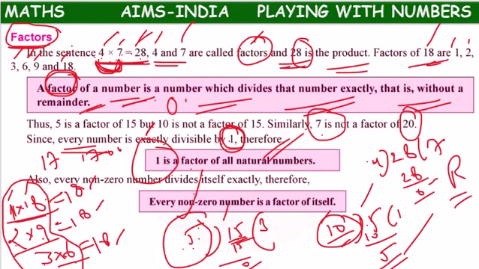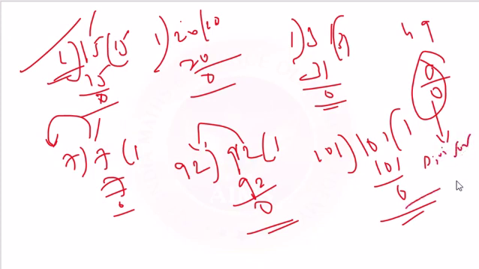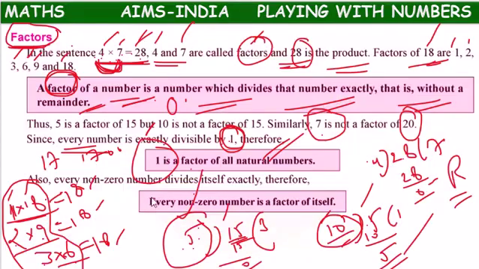But which number? 0 we should not consider, because 0 by 0 does not exist. 0 should not be in the place of a divisor. So that's why 0 is an exception. Every non-zero number is divided by the same non-zero number exactly. So every non-zero number is a factor of itself, because it divides itself exactly.